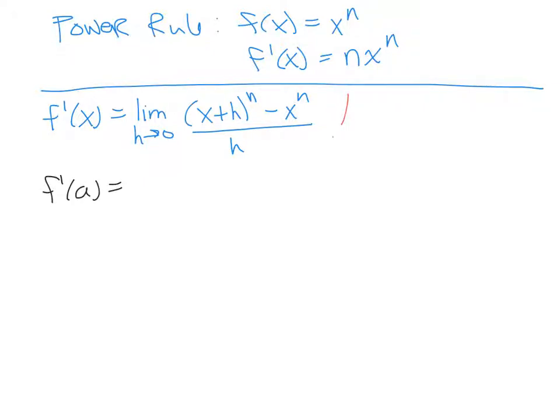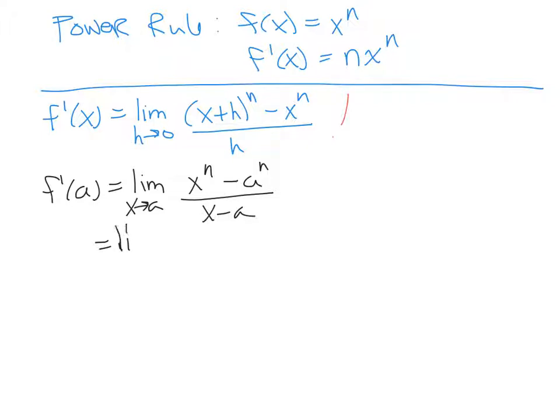F prime of a equals the limit as x approaches a of x to the nth power minus a to the nth power divided by x minus a. Now this is good because we actually do have a factoring formula for x to the n minus a to the n. So let's apply that factoring formula.